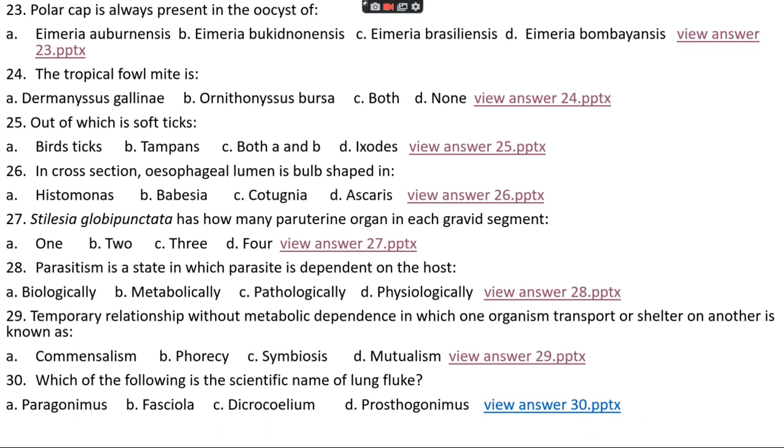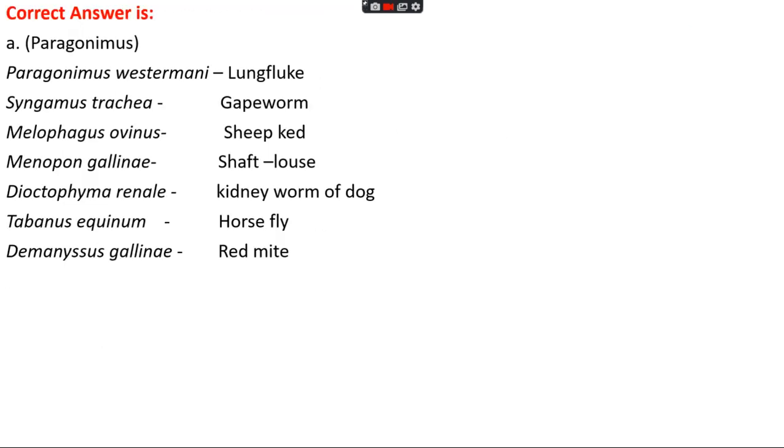Okay. Question number 30. Which of the following is the scientific name of lung fluke? Option A, Paragonimus. Option B, Fasciola. Option C, Dicrocoelium. Option D, Prosthogonimus. The right answer is option A, that is Paragonimus. Paragonimus westermani is the name of the lung fluke.